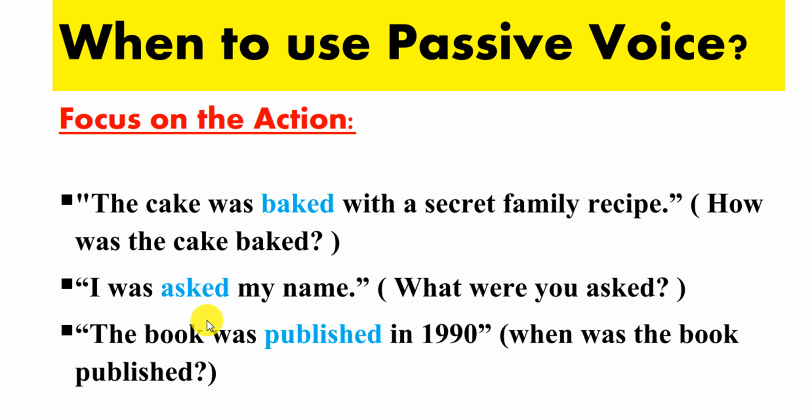Okay, now let's discuss when to use passive voice. Passive voice is used when the focus is on the action itself rather than the doer of the action. This can be useful when the doer is unknown, less important, or when the emphasis needs to be on the action or result. For example, the cake was baked with a secret family recipe. How was the cake baked? The cake was baked with a secret family recipe. So here the focus is on the action, the baking of the cake.